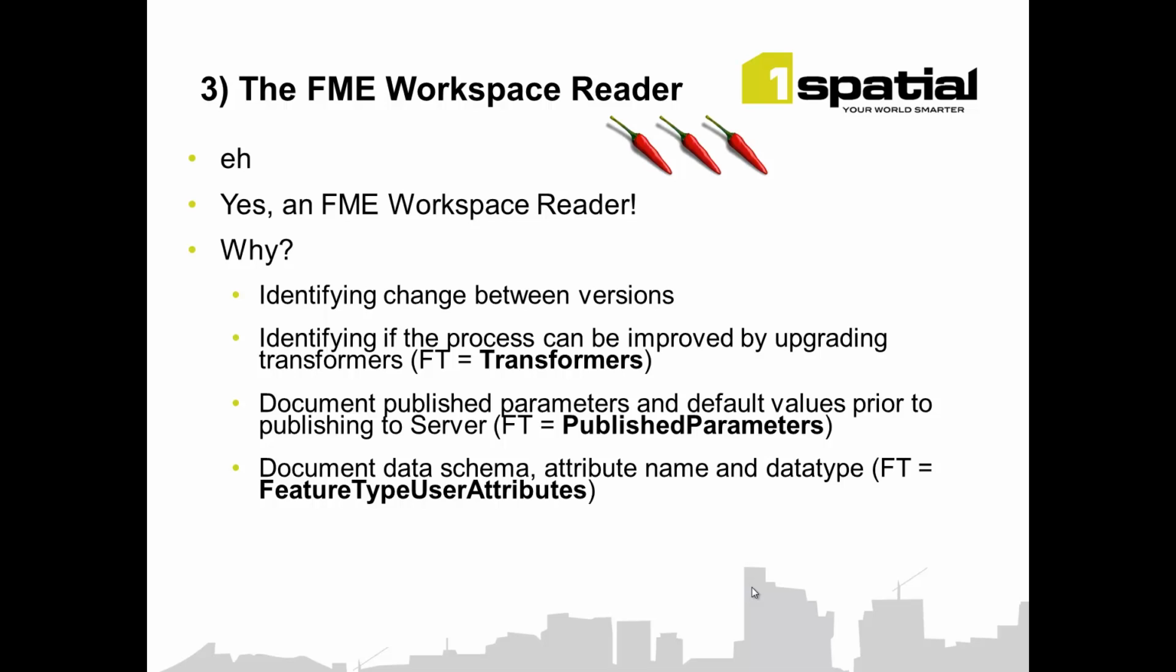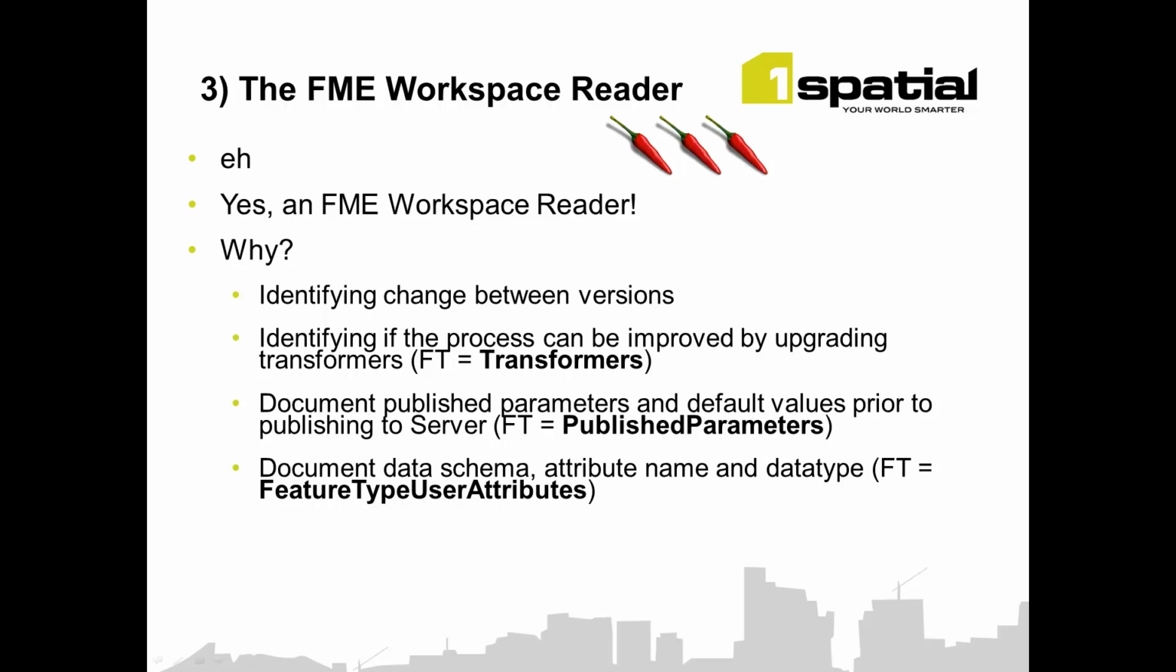You might want to find out what transformers could be upgraded in the process. You might want to work out and document all of the published parameters and their test sample values that are included in there prior to publishing to FME Server. You may just want to extract the schema of all of the attributes that are in your data, including all the data types, and write that to a spreadsheet that perhaps you want to use as some sort of schema mapping exercise, so in the schema mapper transformer. That's a little bit more advanced, but it's a really useful capability of the workspace reader.